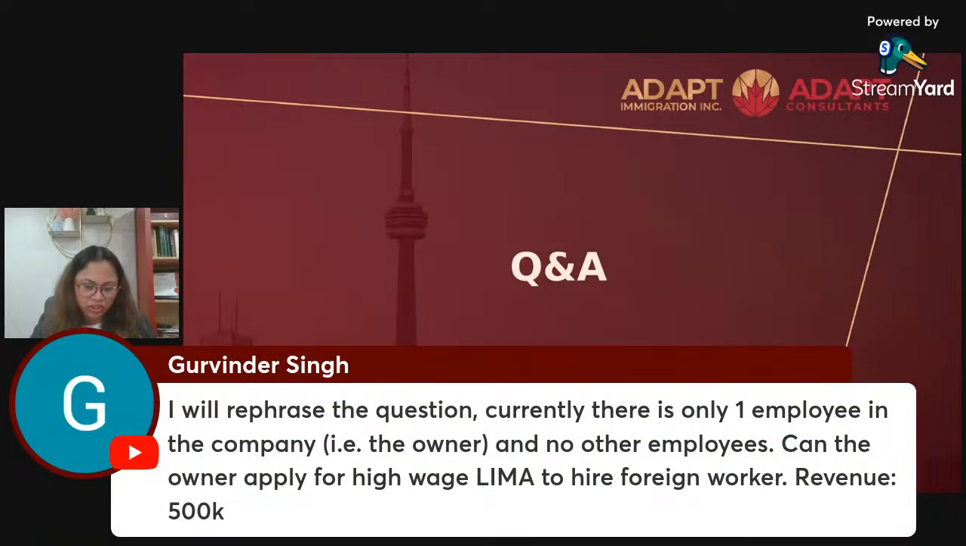I will rephrase the question. Currently, there is only one employee in the company. There is the owner and no other employees. Can the owner apply for a high wage LMIA for a foreign worker?